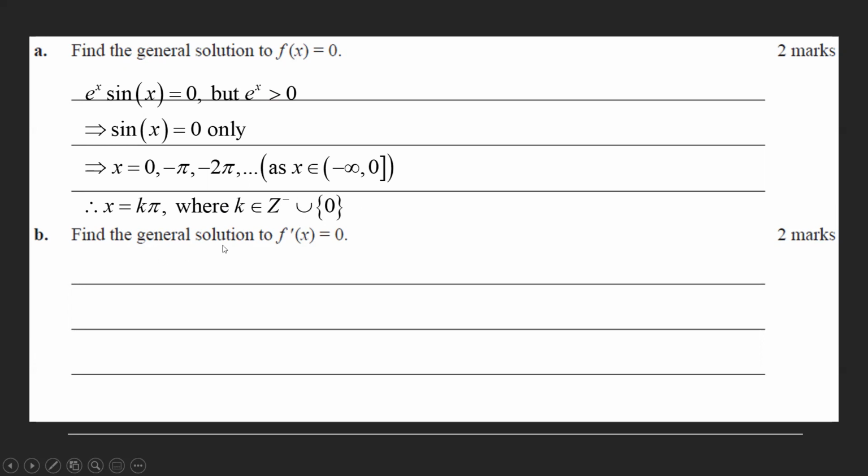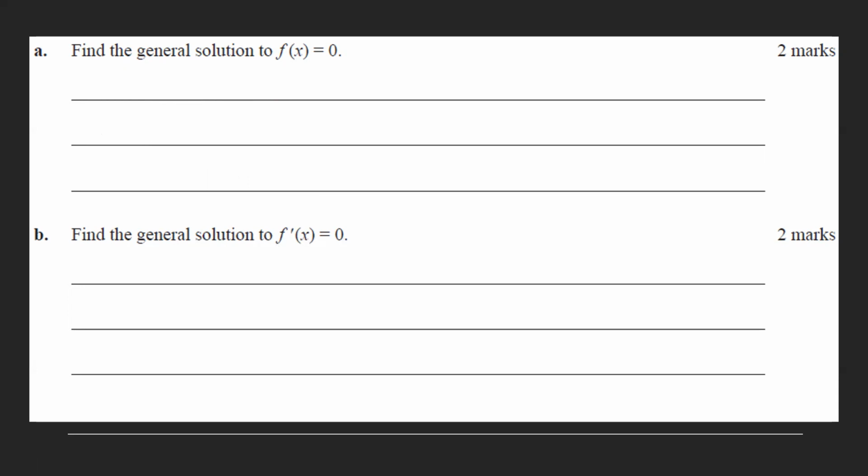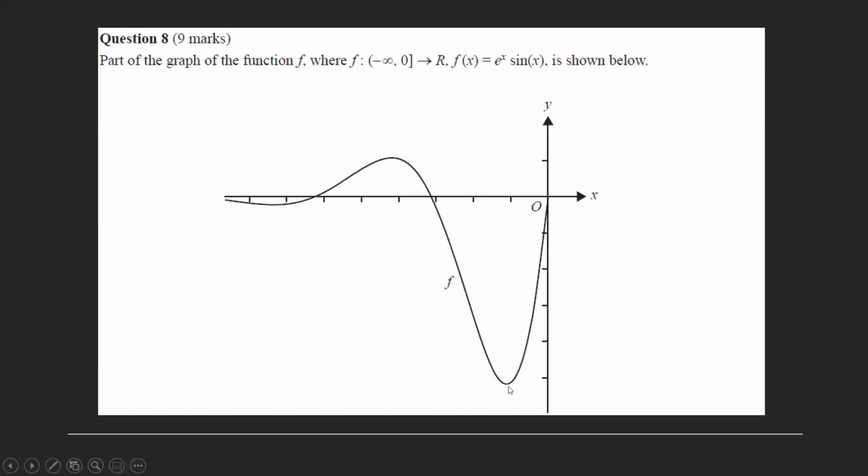Now, the next target is to find the general solution to f dash of x equals 0. So think about f dash of x, the meaning, and a 0 gradient. What does that represent? That gives you, from the graph, the possible turning points on the left branch of this graph.